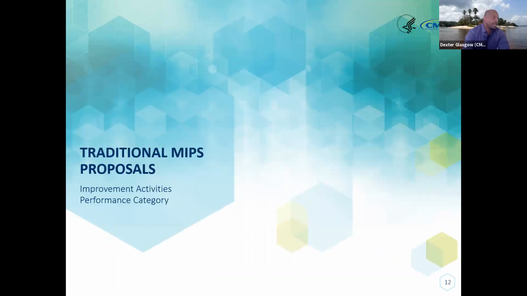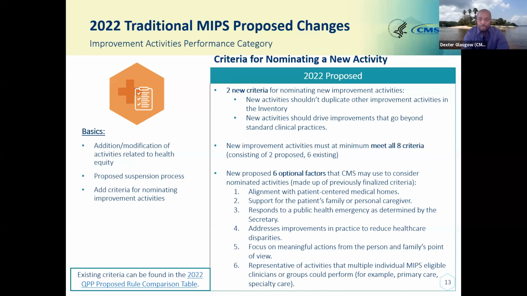As we move on to the improvement activities performance category, we're going to discuss now revising the criteria for nominating an improvement activity through the call for improvement activities process that we have each year. Our current policy only requires one of our criteria to be met in order to submit a nomination for a new improvement activity when we begin the program. We believe now we need to go ahead and increase the requirement since stakeholders have had a chance to become familiar with the criteria and understand how to submit a new IA.